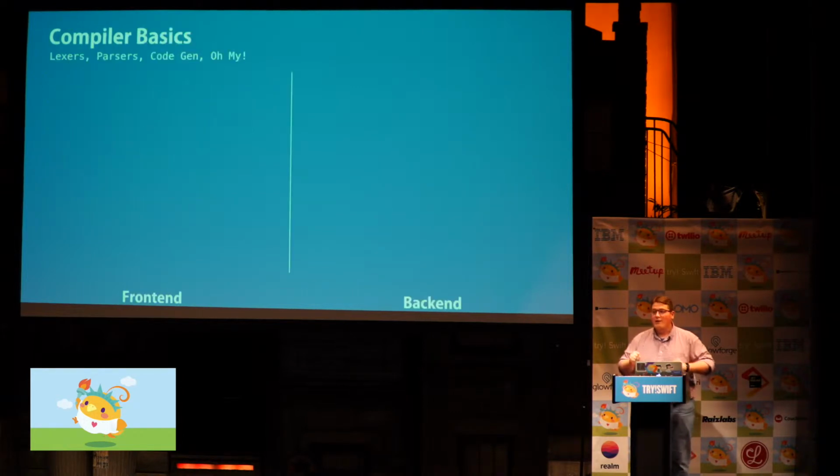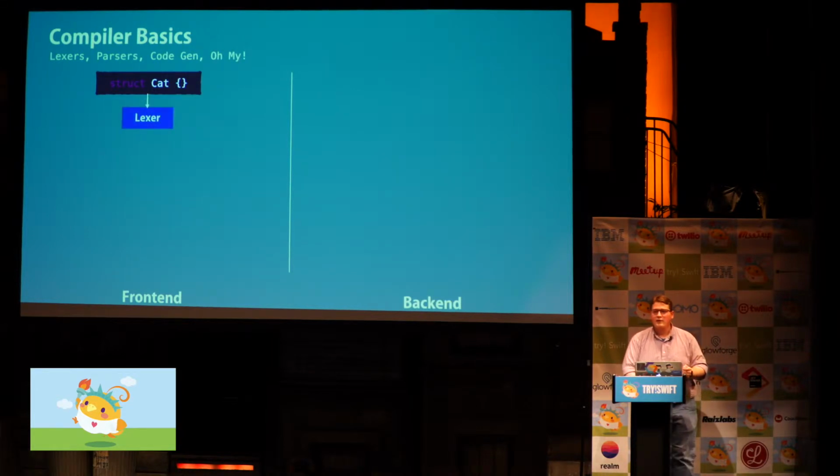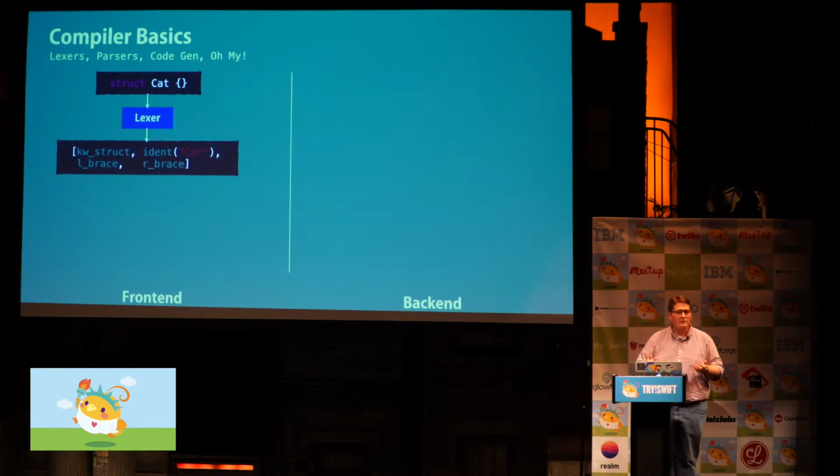Great, so compilers. These are usually split into two pieces, one of which we call the front end and one that we call the back end. Each of these are pipelines that operate on your code. So first you'll start with the lexer, which takes your code and breaks it into a stream of tokens. Tokens are the littlest bit of syntactic information in the program. So in this case, we'll have 4 tokens. One of them, the struct keyword, the cat identifier, and the left and right braces.